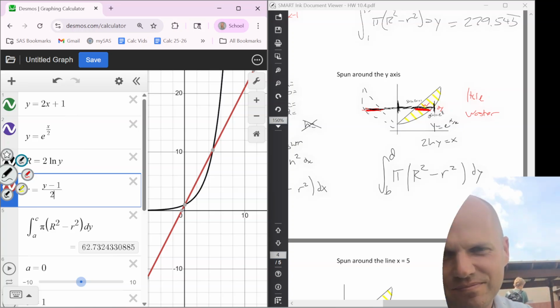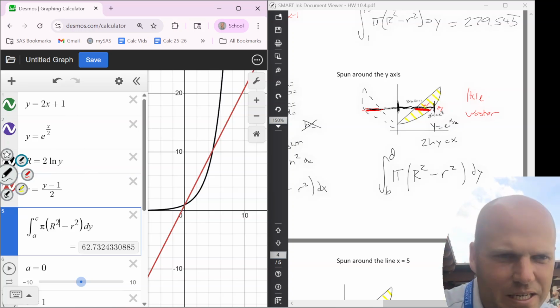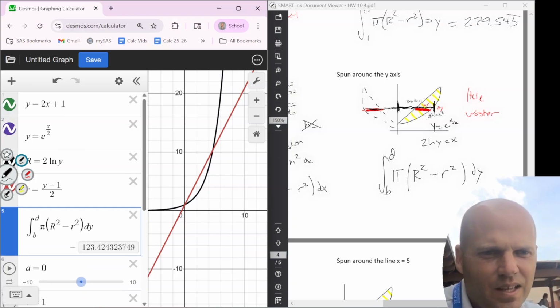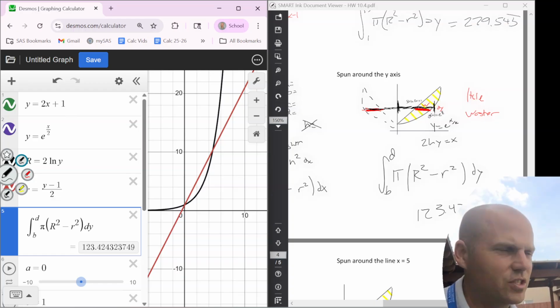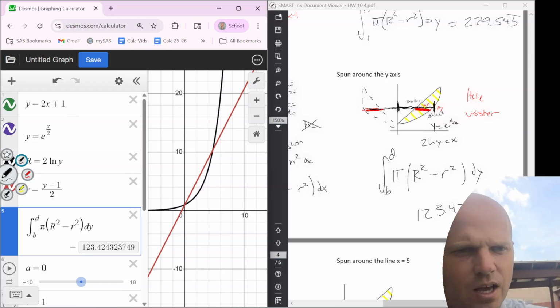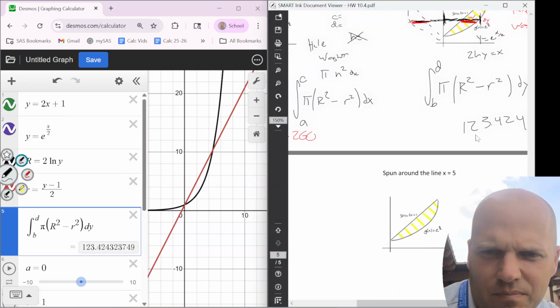All right. And make sure we go from B to D. And we got 123.424. It's little things you can make mistakes on. Making sure you have B to D.